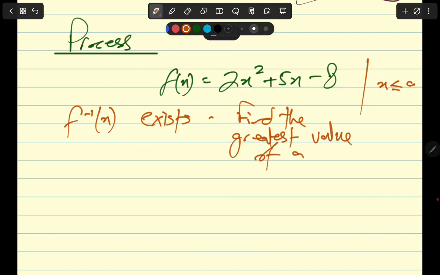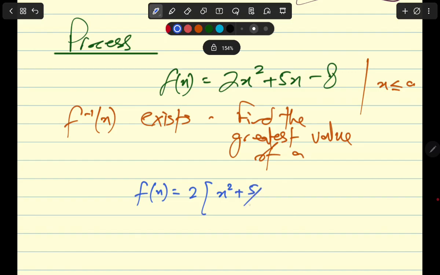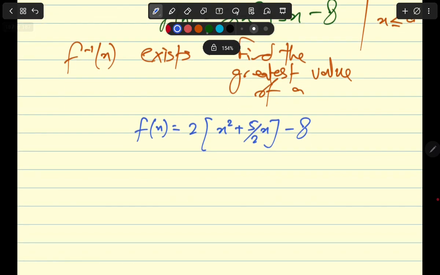Now let's see. So first of all, our first step is going to be, and this is an examiner style question. So f(x) is going to be, we do the completing the square method. So this becomes x squared plus, I hope you guys remember this, but we will be covering this in our next lesson in case you guys don't know.